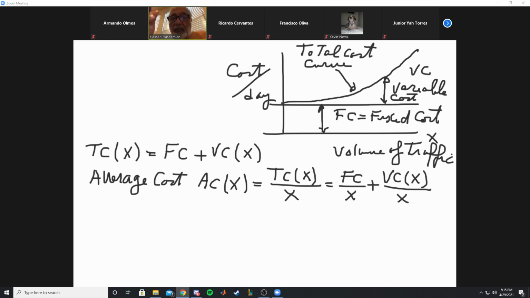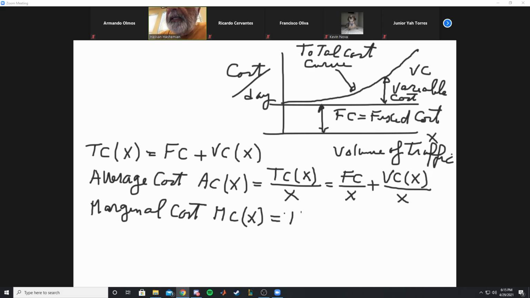Now, there is another cost that we have to be aware of. It's called marginal cost. Marginal cost is the cost of an additional unit. So it is total cost of X minus total cost of X minus 1. So that's called marginal cost. It means, what would be the cost of an additional unit?